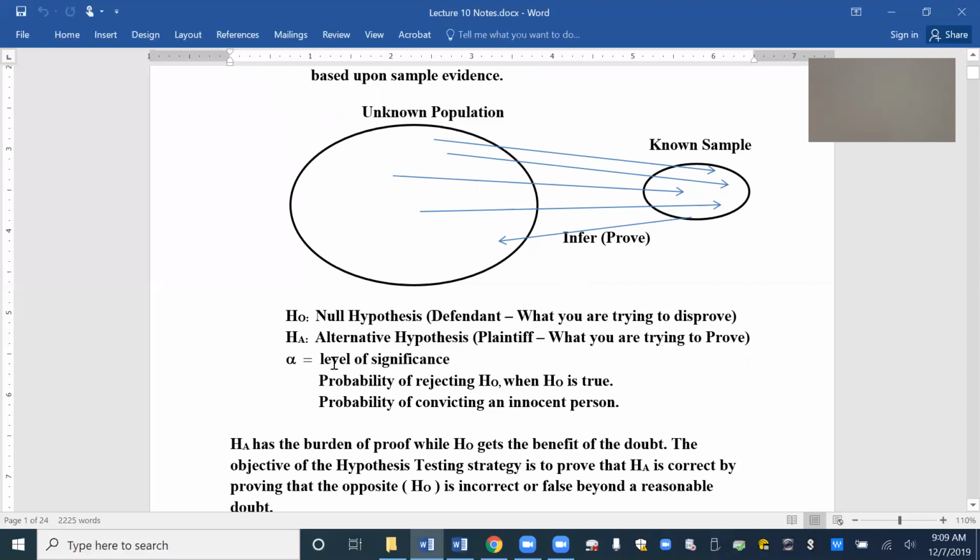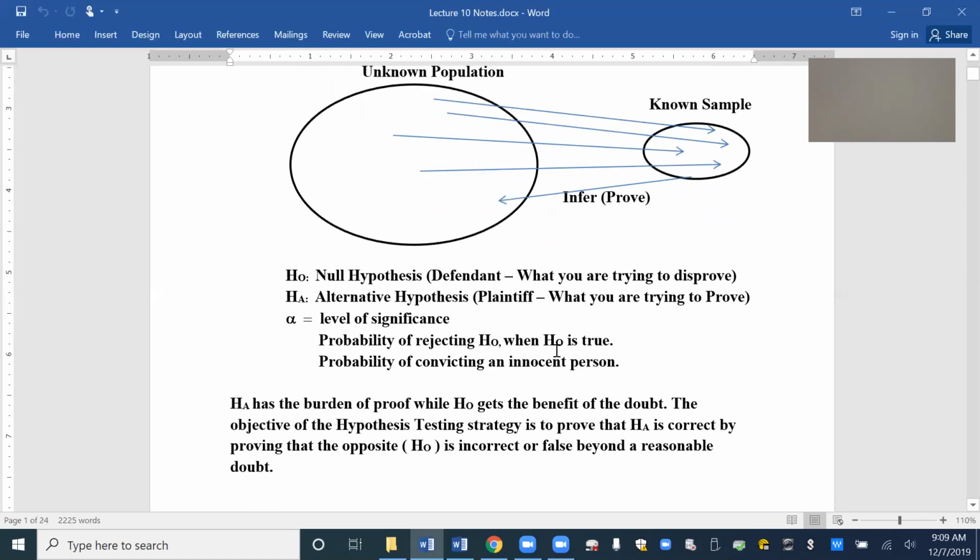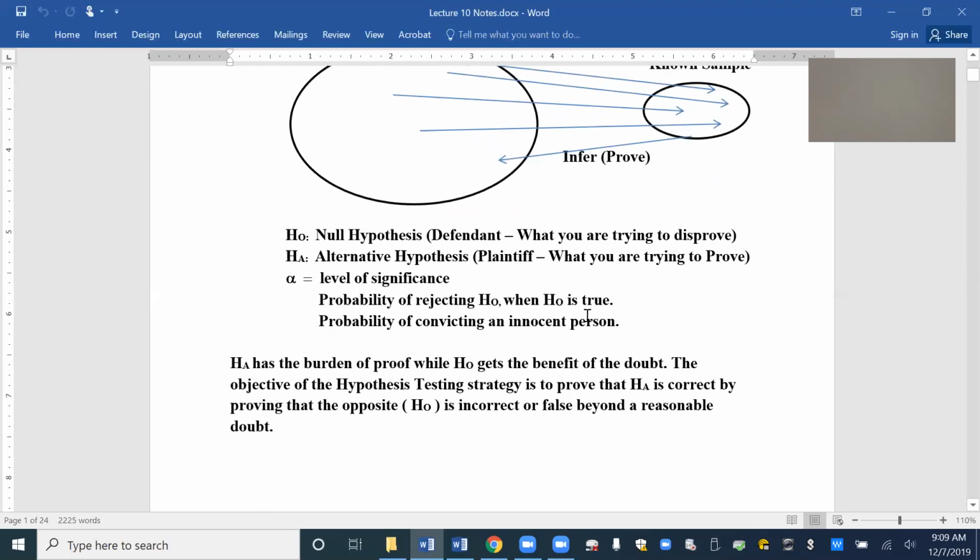We accept a certain amount of error or uncertainty. That's called the level of significance. And then we go to court. But unlike our screwed up court systems, we only allow one type of evidence, and that's sample data. What did the sample say? And then based upon that, we will make our conclusions.